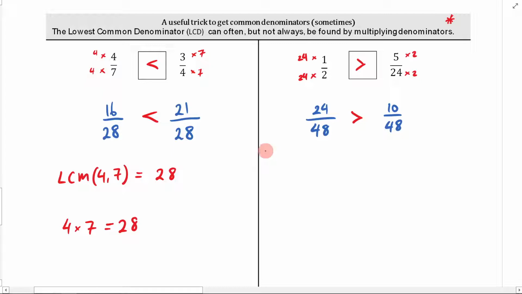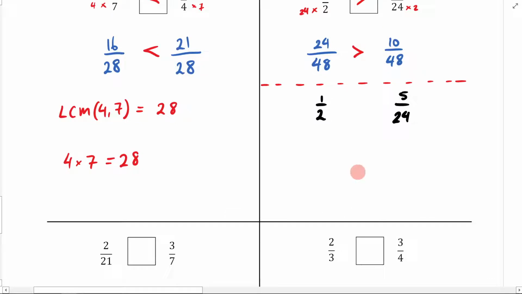Now, if we were to think about this, let me just rewrite this again, and this would be useful for you to do as well. Let's go 1/2 and 5 on 24. And let's think for a moment, what is my lowest common denominator of 2 and 24? Hopefully you can immediately tell me it's going to be 24, which means all we actually need to do is multiply, and let me grab that red again, all we need to do is multiply this side by 12.